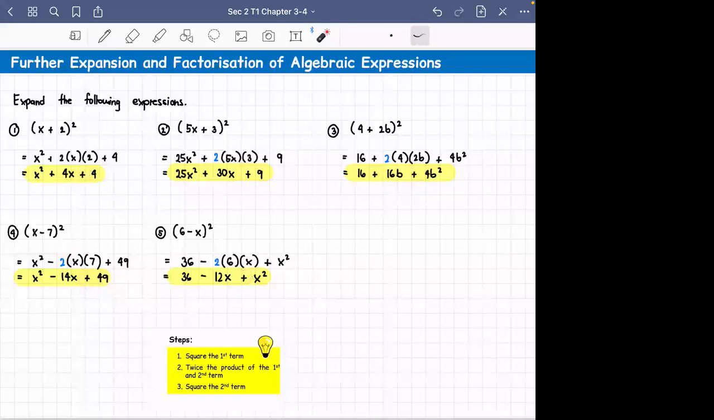The only thing that gets affected is the first sign. So again, if it's minus, the first sign is minus. If it's plus, it's plus. Right?